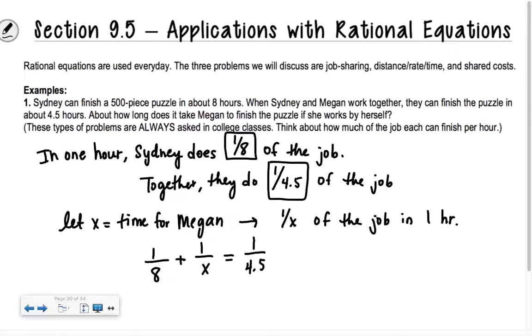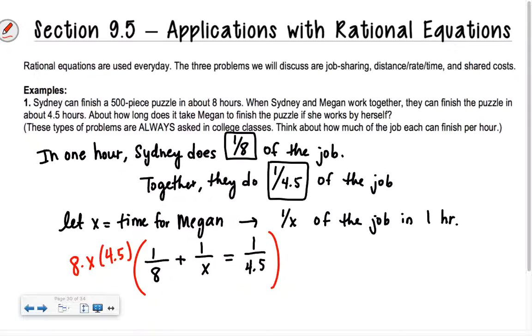There are other ways to do these problems, with charts and so on. If you know the chart way, that's fine. I know Sycamore is really big on the charts, so if you want to do a chart, you can. But this is probably the easiest way to set these up. As we talked about in section 9.5, we can clear our fractions. We can multiply by 8, x, and 4.5 as our least common denominator. You could go smaller if you want to, but it's easiest to use all three denominators.